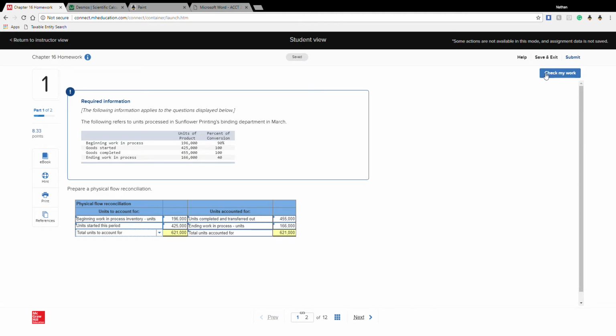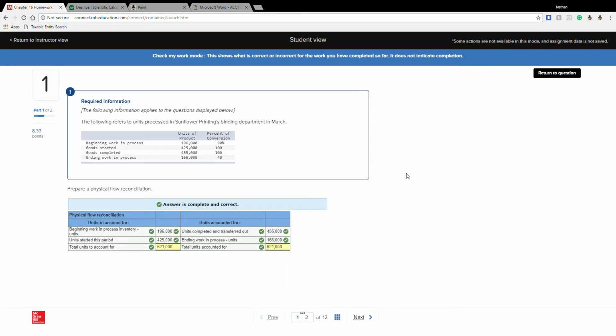But again, just like in Connect, you can always hit check my work and boom, it pops up. So nice and dandy. Okay. Now, as again, we see this little link right here. That means 1 and 2 are probably related to each other. So let's see how they're related.